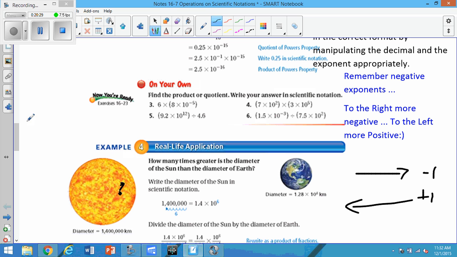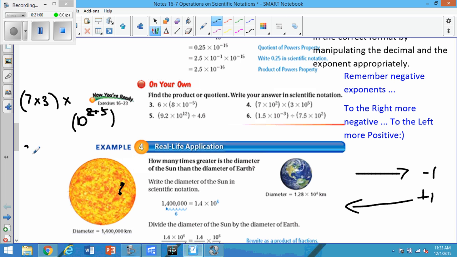Okay, so number 4. Number 4 is 7 times 10 to the second and 3 times 10 to the fifth, and we are going to multiply those. So you have the 7, and I'm just going to rewrite them over here. 7 times the 3, you take your factors and multiply those. And then you're going to multiply that whole thing times 10 to the second plus fifth power. Because we're multiplying, we add our exponents.